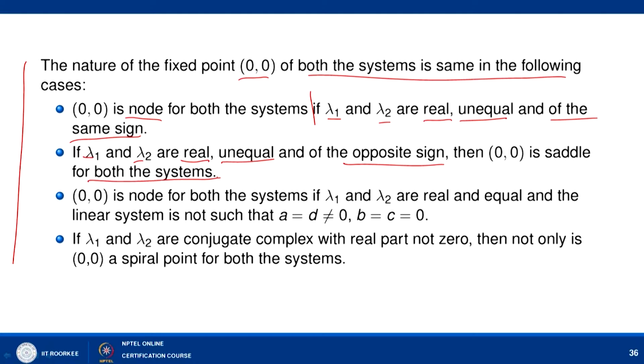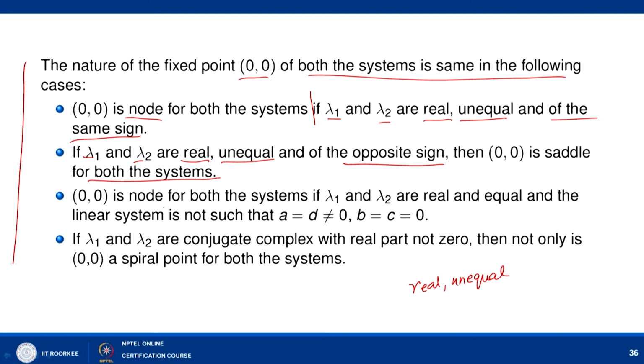So, it means that if it is real and unequal, whether it is of the same sign or opposite sign, the behavior of (0, 0) is the same. It means that if it is a node for one system, then it will be a node for the other system as well, and if it is a saddle point for one system, then it is a saddle point for the other system. So, for real, unequal, the behavior is the same.